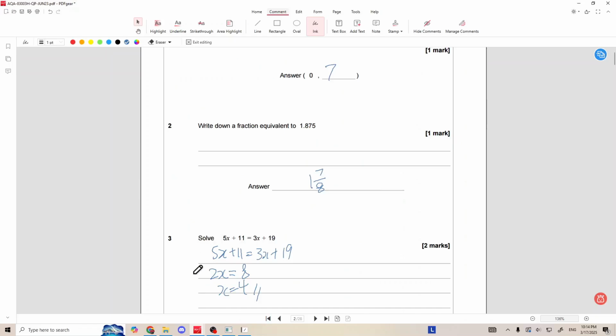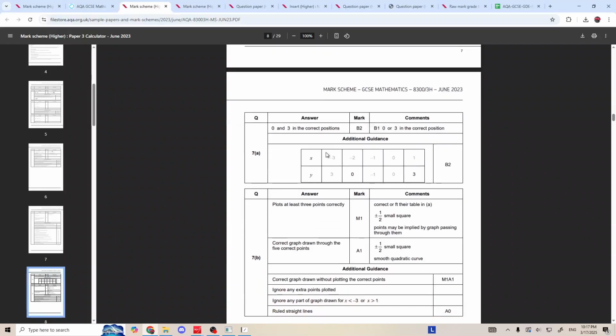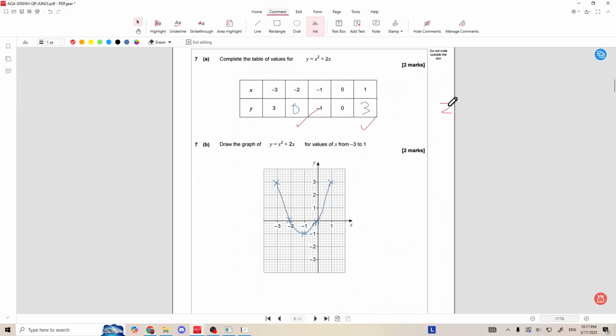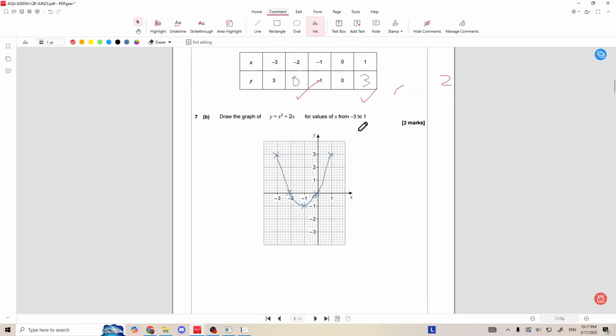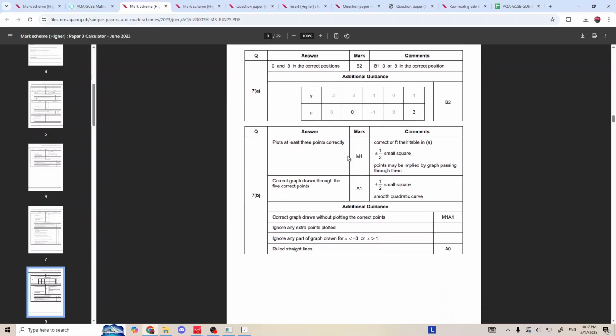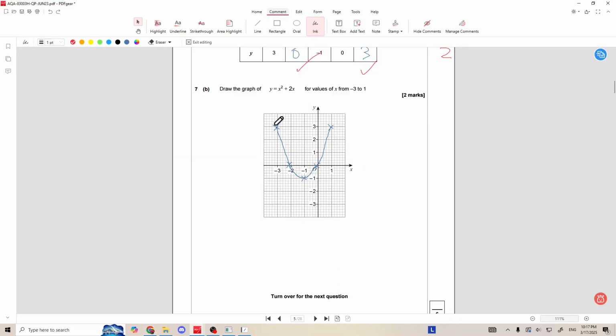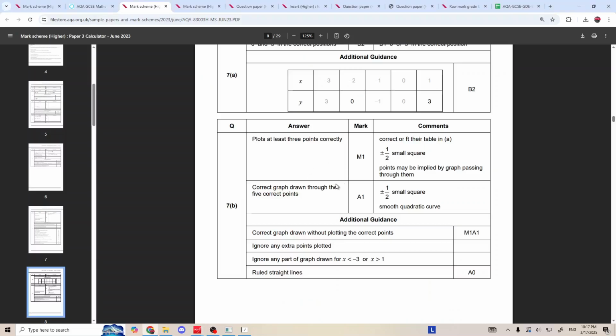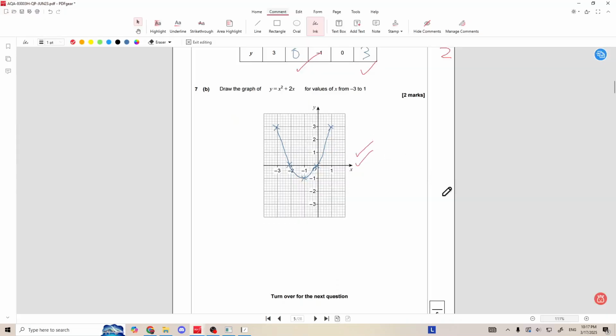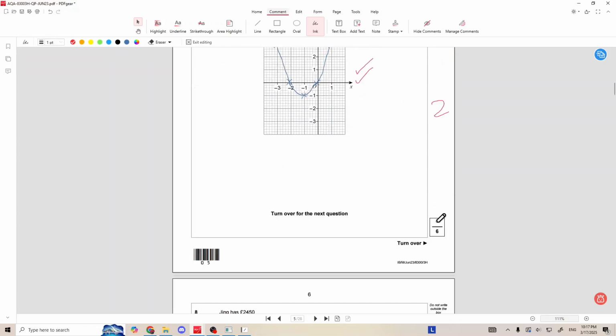So, let's do this. Right, 0 and 3. 2 marks just for writing 0 and 3? Really? Okay. Plot at least 3 points correctly. Correct graph drawn through the 5 correct points. A smooth quadratic curve is one of the marking points, but I'm drawing this on screen, so let's give me some forgiveness and give the mark. Okay, 6 out of 6.